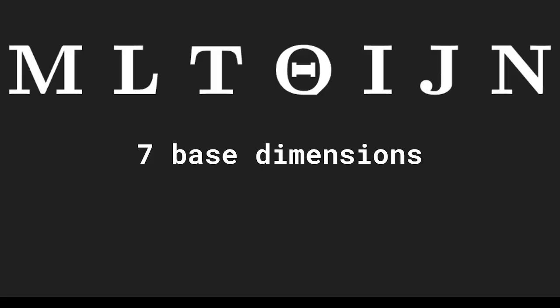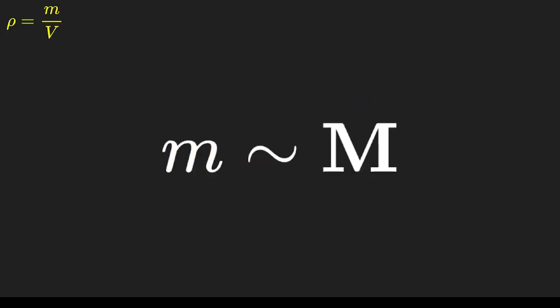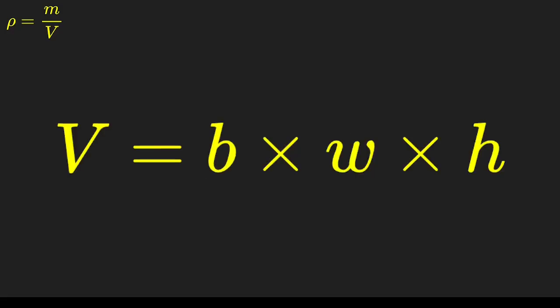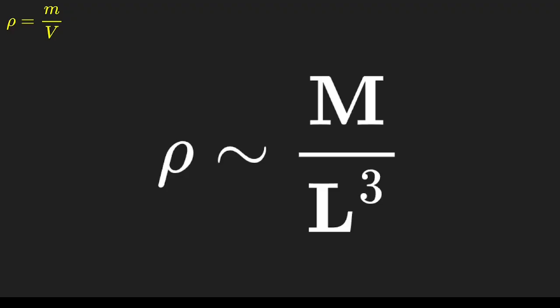So as an example, what would be the dimensions of density? Well, density we know is mass over volume, and mass is already a base dimension, so we have that one. But what about volume? Well, volume is base times width times height, or length times length times length. If you simplify that, you can say that volume is length cubed. And by putting that all together, now we know that density is mass over length cubed.